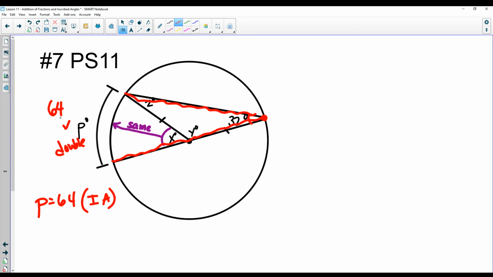Okay, great. So let's kind of work backwards. Look at the purple writing. This angle here, that's a central angle because its vertex is at the center of the circle. Therefore, that's going to be the same measure as its intercepted arc. So we already know that P arc is 64 degrees. So x is also going to be 64 degrees. So let's write x is 64 by central angle.